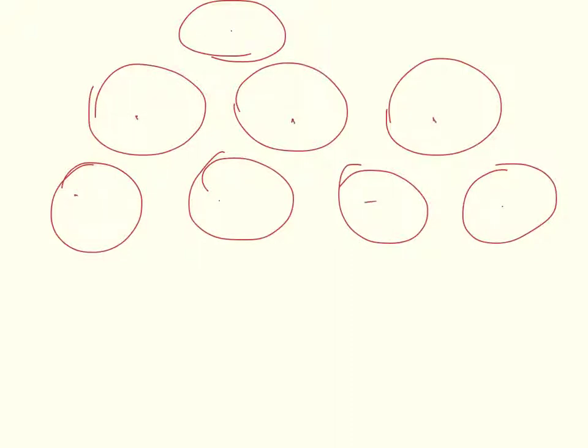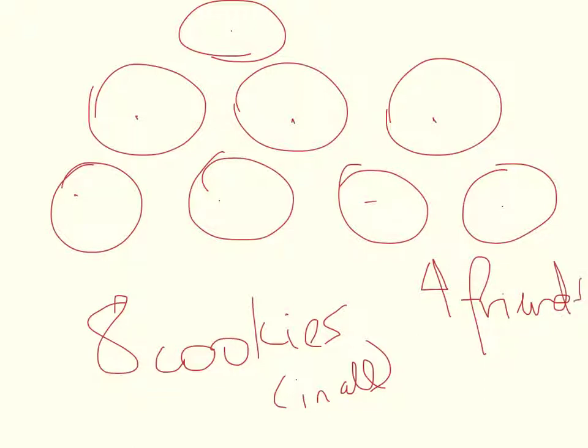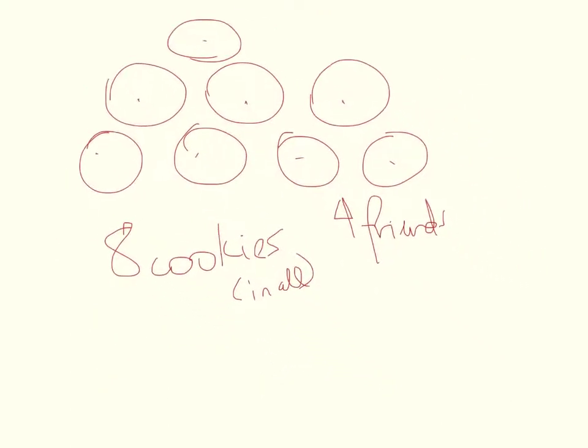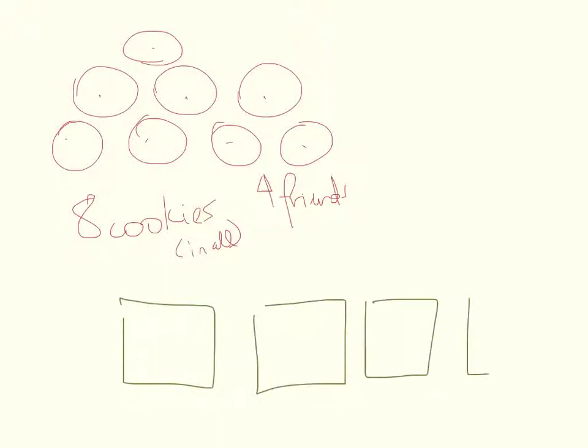I have 8 cookies, and I have 4 friends at my house. So if I have 8 cookies, that's how many I have in all. And I have 4 friends. How many cookies does each friend get? Well, it becomes a division problem, and we have to group them. So you take 4 friends, 1 friend, 2 friend, 3 friend, and 4 friend.